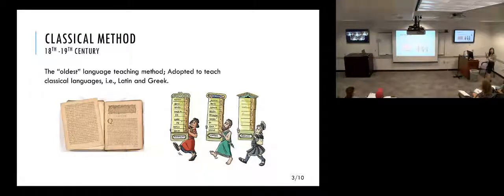Now, first of all, I want to talk about this classical method a little bit. So in the past, it was known as a classical method, right? During the 19th century, 18th century, why is this called the classical method? It was used to teach Latin and Greek.